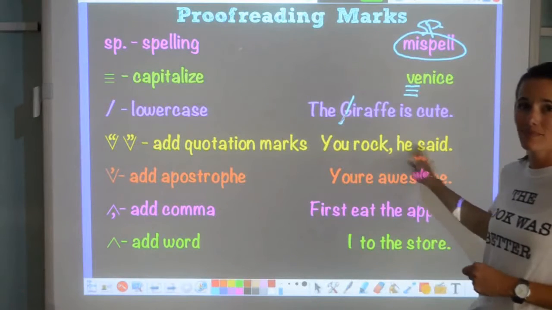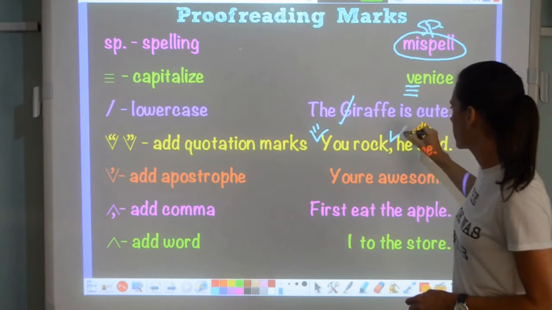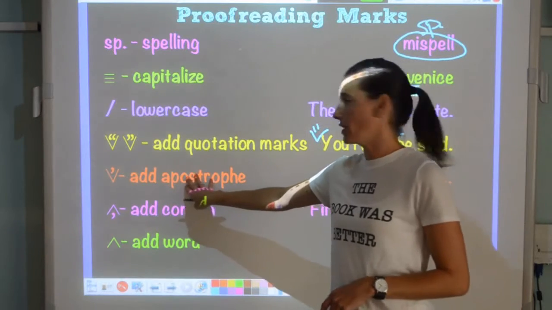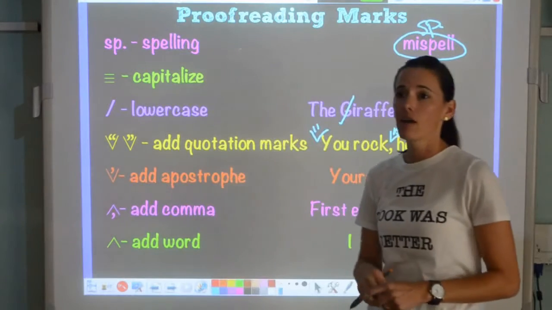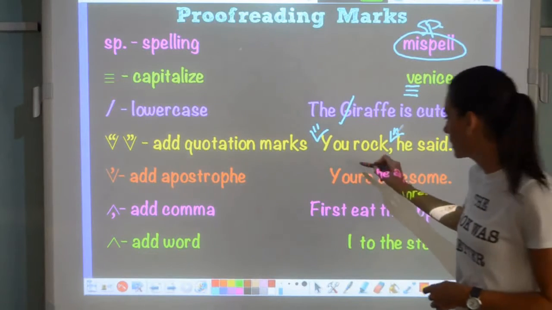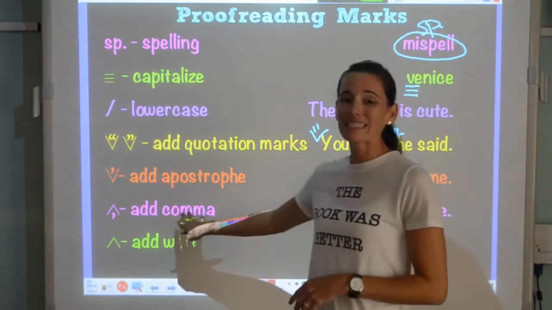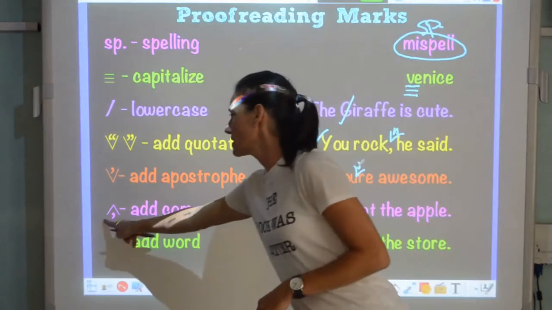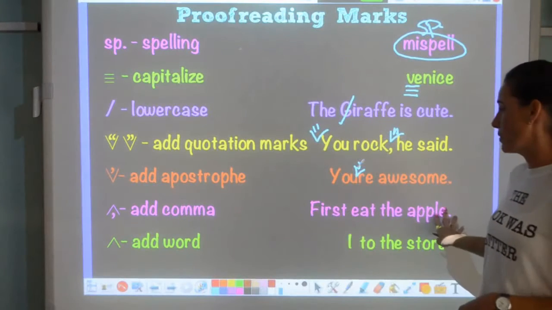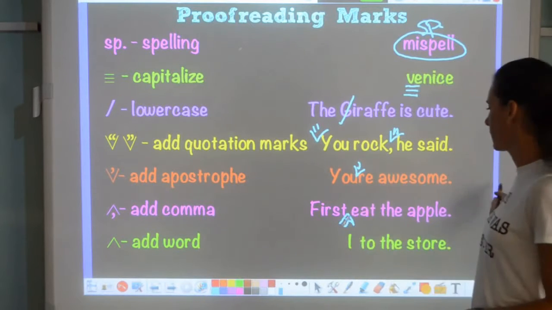So, "You rock," he said, that's a piece of dialogue. It needs a quotation mark there and a quotation mark there. It's supposed to be after the comma. If we need to add an apostrophe, again we use the upside down caret on top of where the apostrophe needs to go. "You're awesome." We need an apostrophe to show that this means you are awesome. If we need to add a comma in a sentence, we use the upside down caret underneath where the comma needs to go. First, eat the apple. Well, first is an introductory word, so we need to put a comma right there.